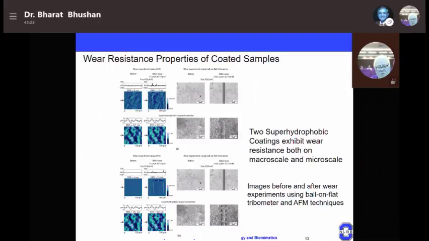Next, we wanted to test for wear resistance or mechanical durability. Again, we performed experiments on a micro scale using an AFM and experiments using a ball and flat tribometer for macro scale experiments. In each set, the photograph on the left column shows the samples before wear experiments, and on the right, the photographs of a sample after testing. Here, the wear experiment was performed over a 50 micron by 50 micron region.